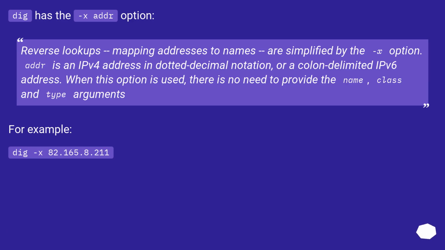Dig has the -x address option. Reverse lookups, mapping addresses to names, are simplified by the -x option. Address is an IP4 address in dotted decimal notation, or a colon-delimited IP6 address. When this option is used, there is no need to provide the name, class and type arguments. For example, dig -x 82.165.8.211.